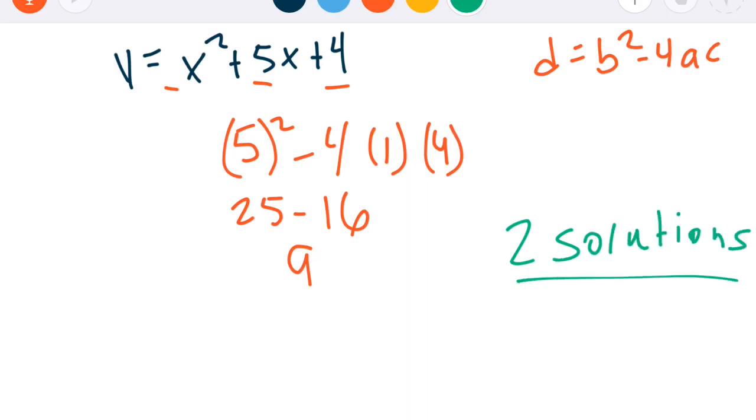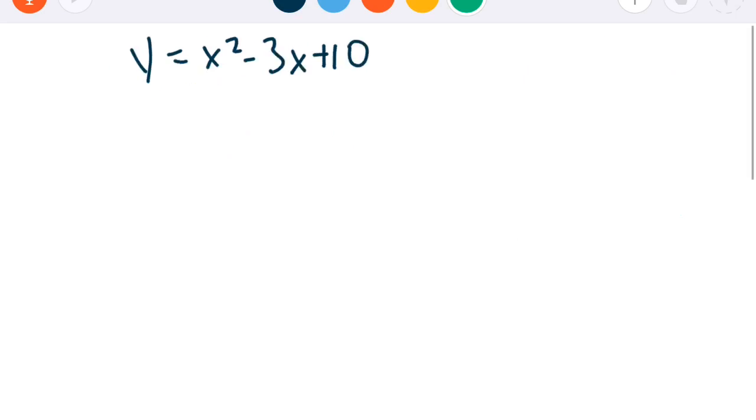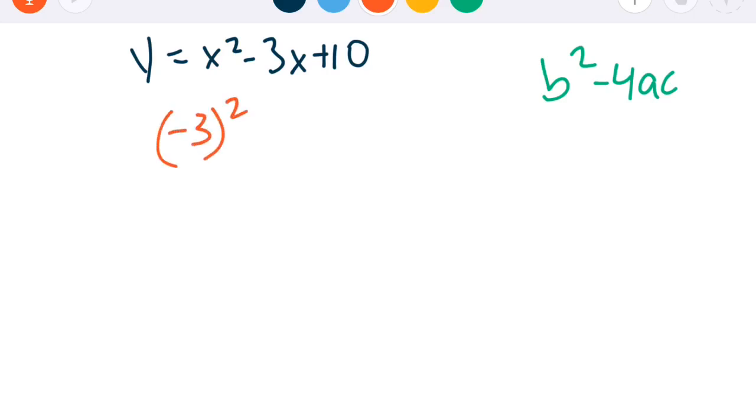Now you could use the quadratic formula, you could use factoring, you could graph it. All those methods you could then use to solve what the solutions actually are, but the discriminant is going to tell us how many there are. So that would tell us that there are two solutions to this problem. Same thing here. b squared minus 4ac.